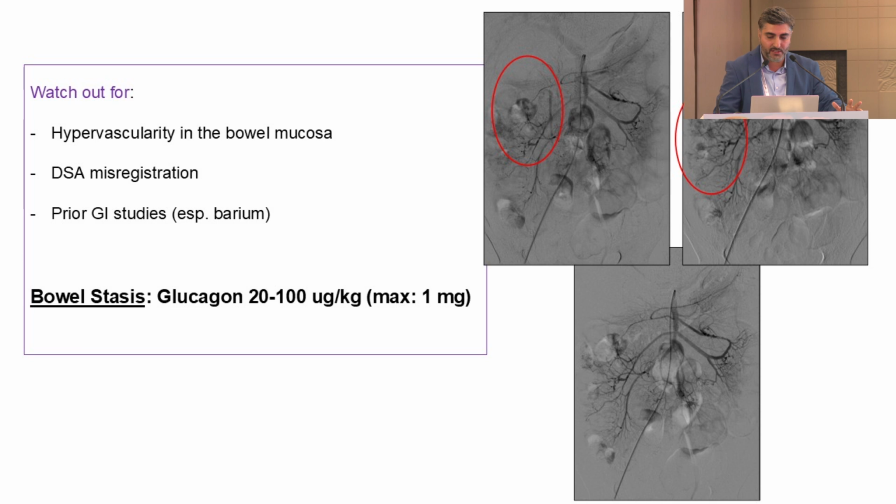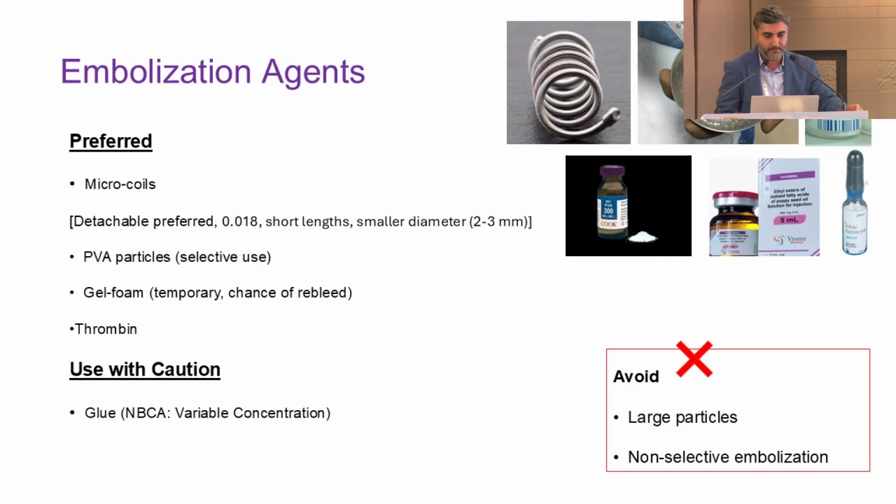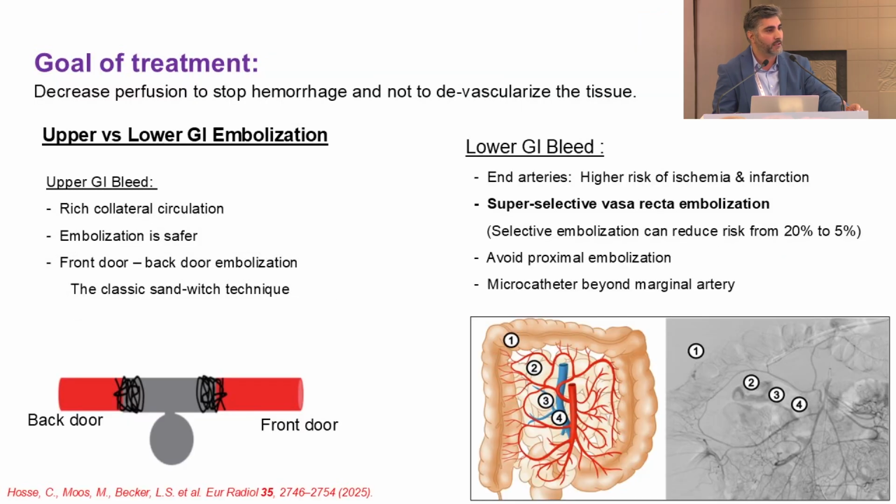Next is DSA misregistration. Motion artifacts are an issue with the pediatric population, because respiration, crying, and bowel peristalsis can mimic extravasation and obscure active bleeding. We may use glucagon at a dose of 20 to 100 microgram per kg, maximum dose of 1 mg. Embolizing agents are as in adults, but we prefer microcoils, with smaller diameters and shorter lengths, and we need to avoid larger particles or non-selective embolization in these kids.